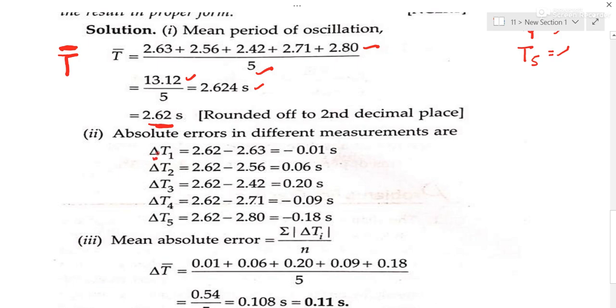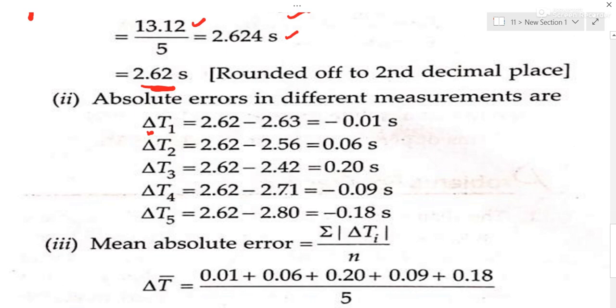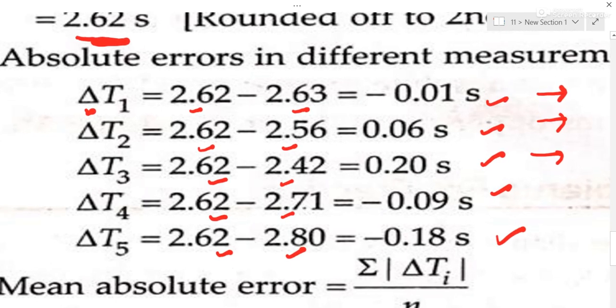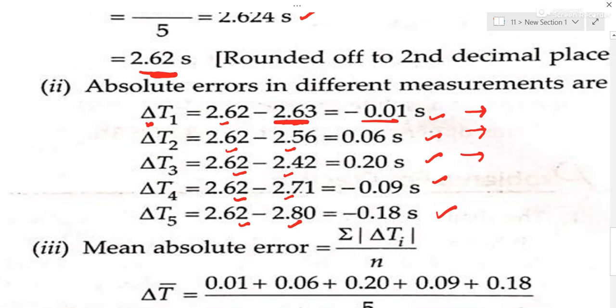So the error in the first value: this is the mean, first value. Mean, second value; mean, third value; mean, fourth value; mean, fifth value will give you the error in the fifth value and the rest of the errors respectively. Negative, positive, positive, negative, negative, but keep in mind all should be turned into positive. Please subtract properly. For example, in the first reading you can see this is bigger, so it is coming negative, but it will be taken positive.